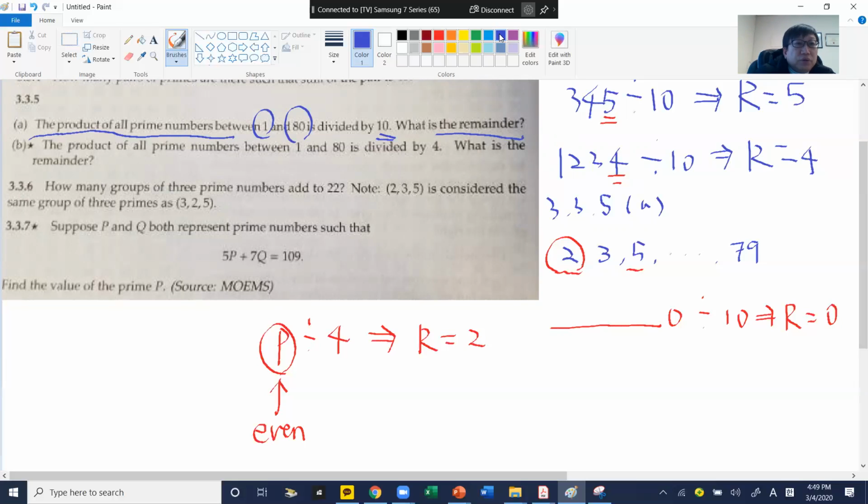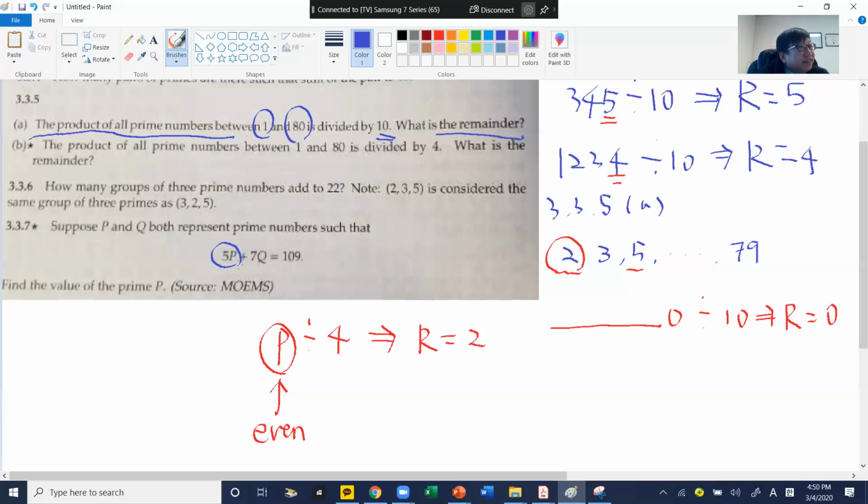Suppose P and Q both represent prime numbers, such that like this one. They want to find the value of the prime P, right? So for this algebra expression, how can you understand the 5P? How can you say that this is 5P? 5 times some prime number. What does that mean for 5P?